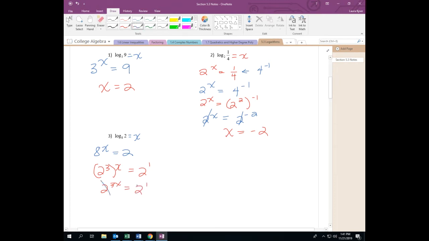Now I can throw these 2's out, and I have the equation 3x equals 1. This is a very basic one-step equation. The only thing that I have to do is divide both sides by 3, and I get x equals 1/3.